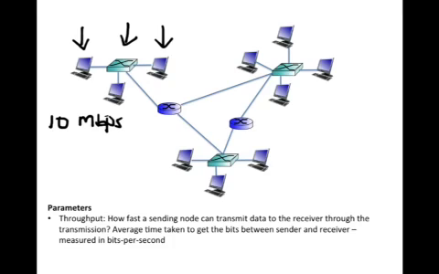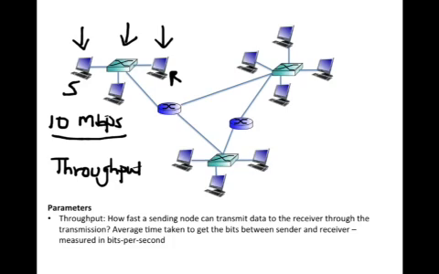if the sending node is sending data to the receiver on a continuous basis without any break, it will be sending 10 megabits per second from the sender to the receiver. So the throughput will actually become 10 megabits per second if you have that kind of continuous transmission from the sender to the receiver. But in reality, that doesn't happen for a variety of reasons. The sender sends data to the receiver only for short periods of time. We will learn why that is in later lectures.